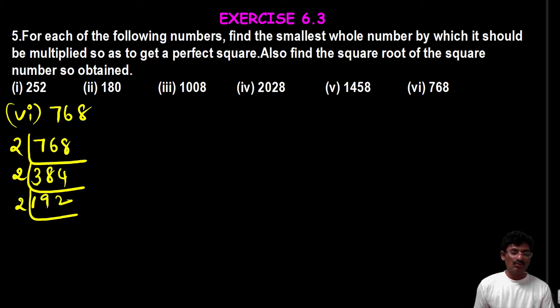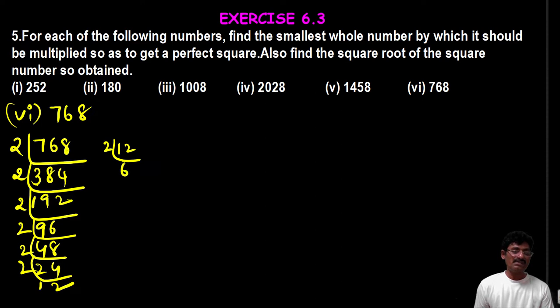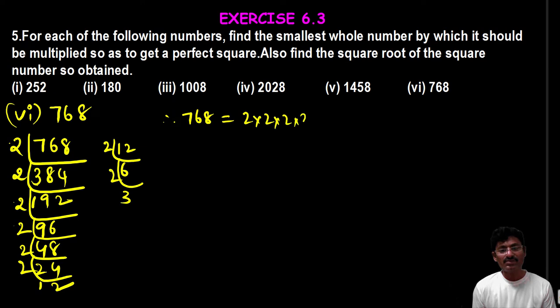So again 2. 2 times 9 is 18. 12 means 2 times 6 is 12. So then 2 times 4 and 2 times 8. 2 times 2, 2 times 4. Then 2 times 1, 2 times 2. We have 12. I am writing 12 separately here. Then 2 times 6. Then 2 times 3. Now therefore we can write 768 equal to 2 times 2 times 2 times 2 times 2 times 2 times 2 times 2. Then times we have 1, 3.